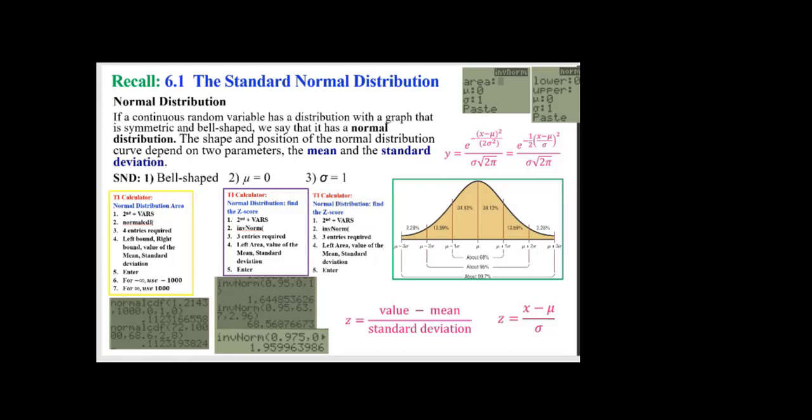Again, a quick recap, standard normal distribution. In short, it's bell-shaped. It follows what we learned in the beginning of the course about the empirical rule. And now we are adding that any normal distribution has two parameters, mu and sigma. In the case of standard normal distribution, mu is 0, sigma equals 1.